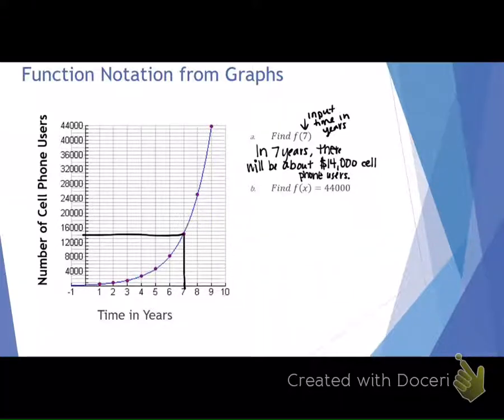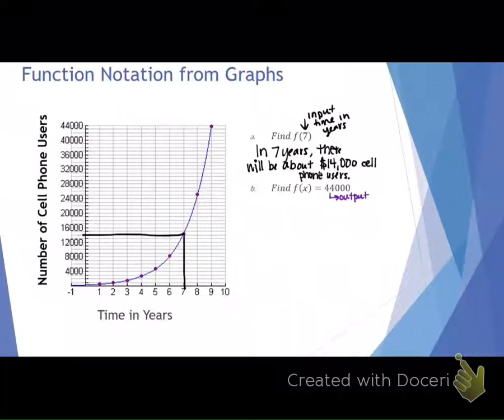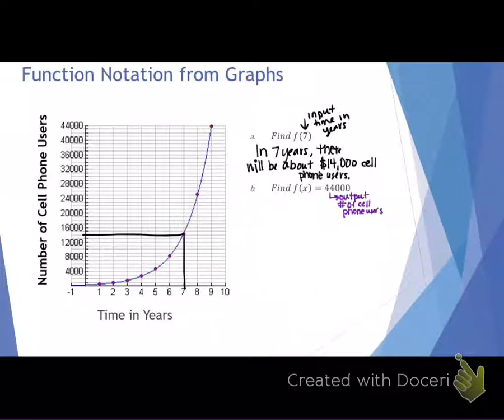All right, find x when f of x equals 44,000. Is 44,000 the input or the output? It's the output. What does our output mean? That's the number of cell phone users. So it's asking what year there will be 44,000 cell phone users. In what year will there be 44,000 cell phone users, Connor?